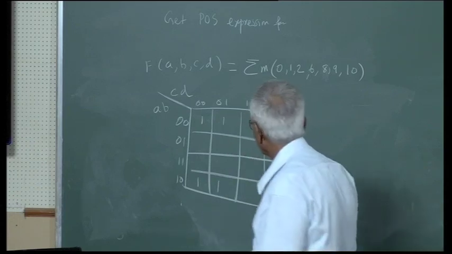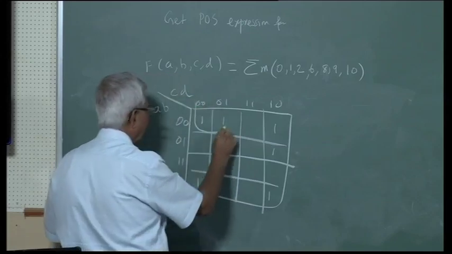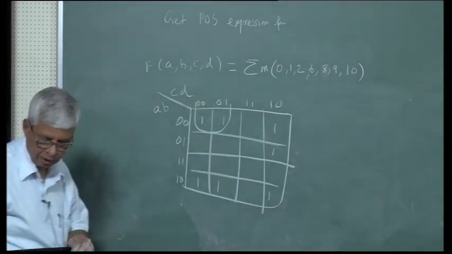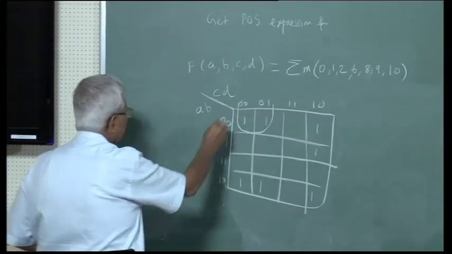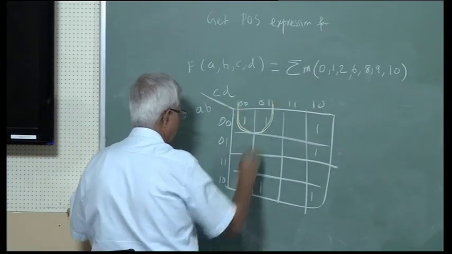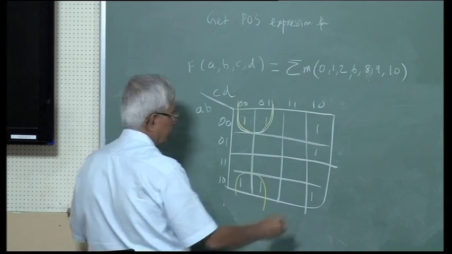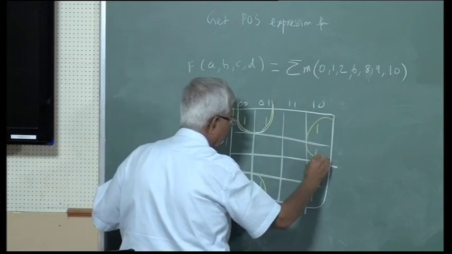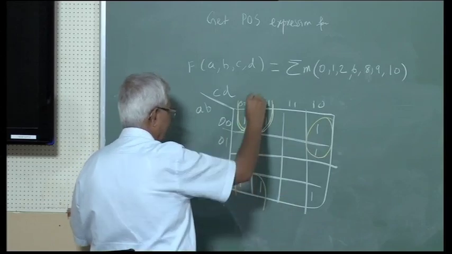Yes, very beautiful here. This is one prime implicant. I will have colored chalk. This one is a prime implicant. This is one prime implicant. These four corners make one prime implicant.